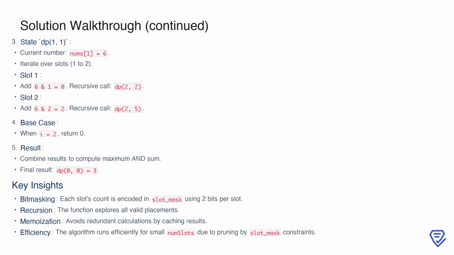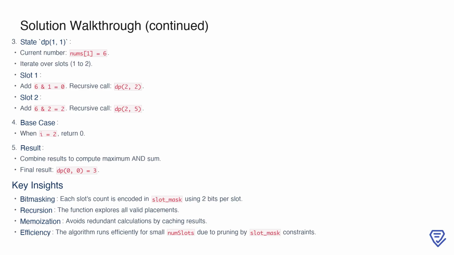Key insights for this problem include the use of bit masking to encode slot states, recursion to explore all valid placements, and memoization to avoid redundant calculations. These techniques ensure the algorithm is efficient, especially for small values of num_slots, where pruning through slot_mask constraints significantly reduces the search space.